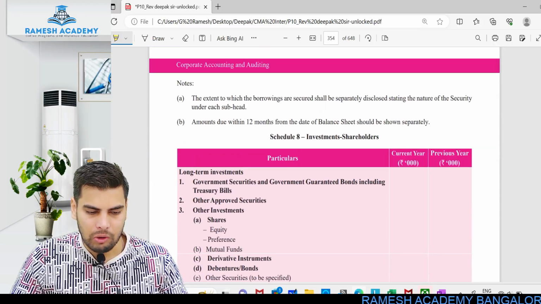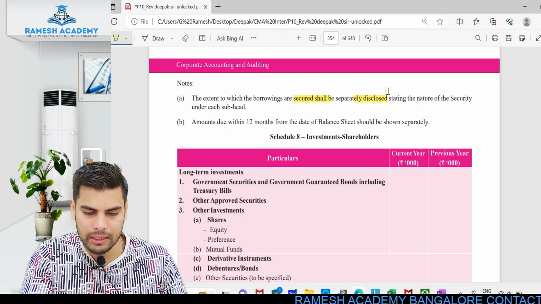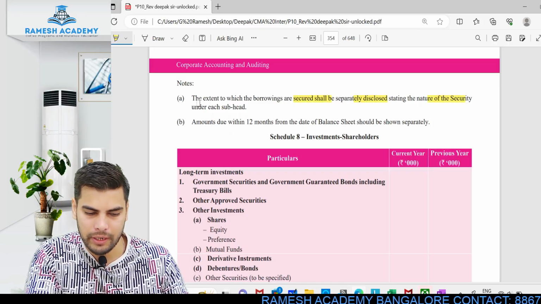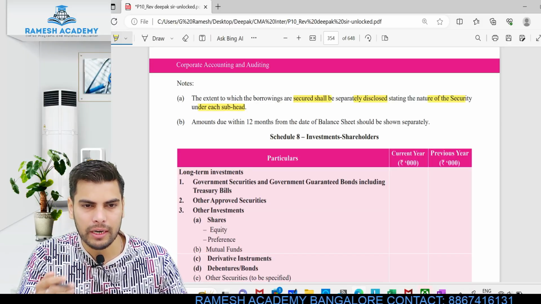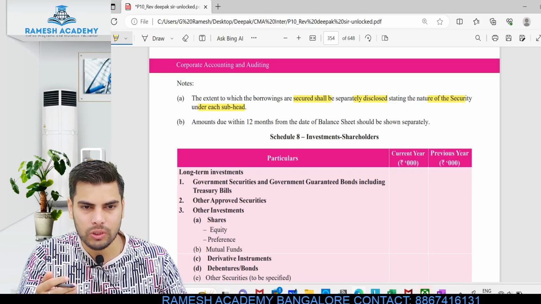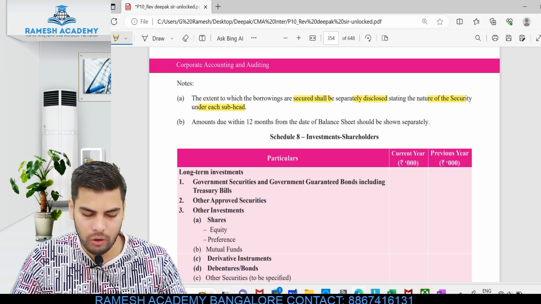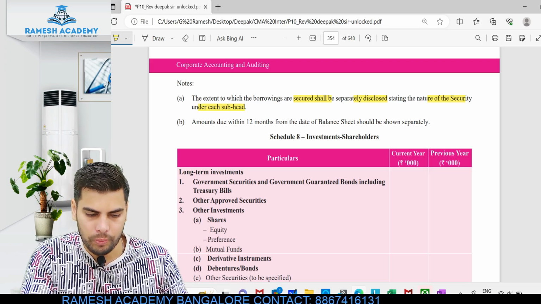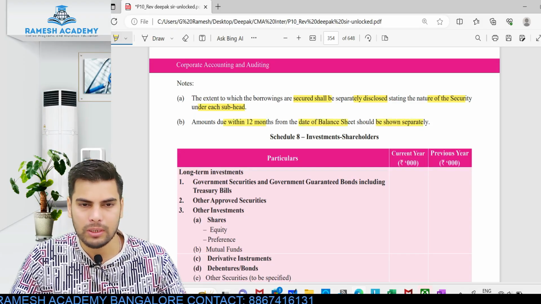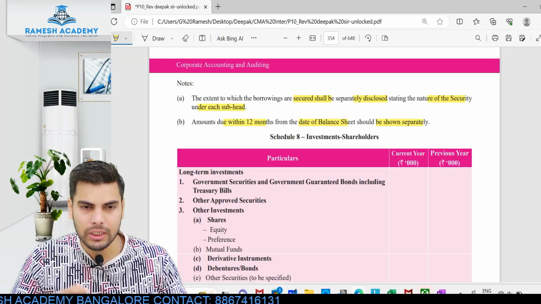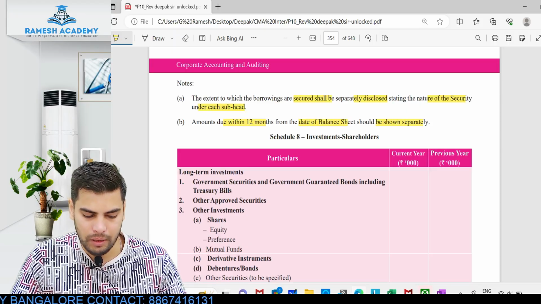Clear? And again over here, if you see the note, the extent to which the borrowings are secured shall be separately disclosed, stating the nature of security. So that portion of secured borrowings has to be disclosed separately, and you will have to make a disclosure with respect to what exactly is the collateral security which you provided in order to get this particular loan. So amount due within 12 months from the date of balance sheet should be shown separately. Any amount you need to settle within a period of 12 months from the date of balance sheet has to be shown separately.